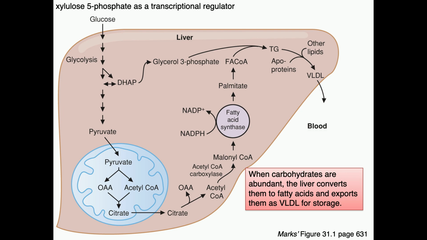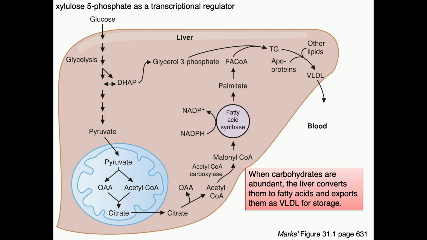We have to go through glycolysis to make pyruvate. Pyruvate goes through the pyruvate carboxylase reaction and then the pyruvate dehydrogenase reaction. The products of those reactions come together to make citrate. Citrate leaves the mitochondria. It's a substrate for citrate lyase to make acetyl-CoA, then acetyl-CoA carboxylase to make malonyl-CoA, and then malonyl-CoA is a substrate for fatty acid synthase.